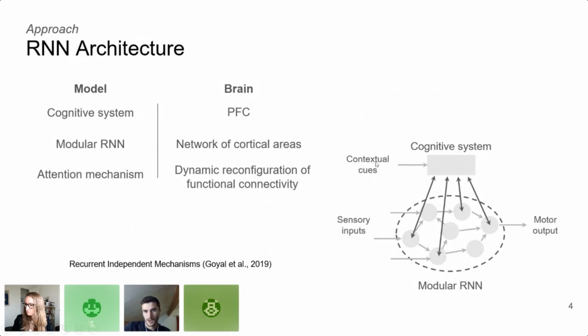All right, so we now have this RNN model, and we can train it on a bunch of tasks. For example, we trained it on several reaching and decision-making tasks. And we can then try to analyze and understand what is the function of the cognitive system in this model.